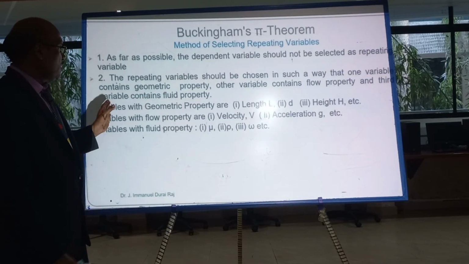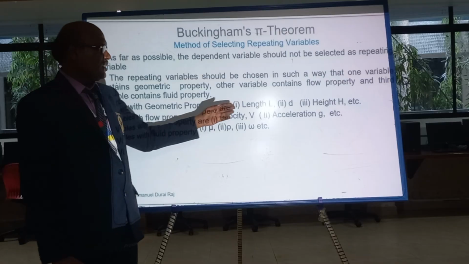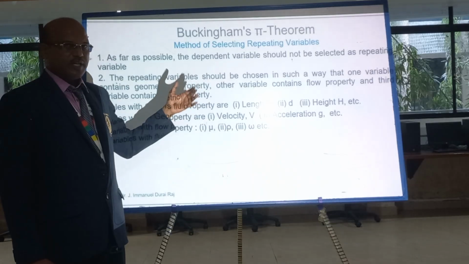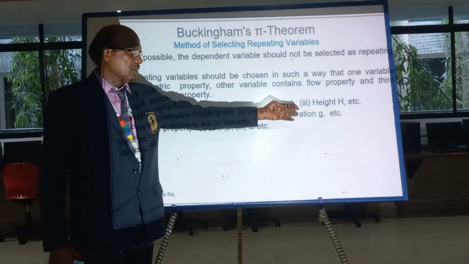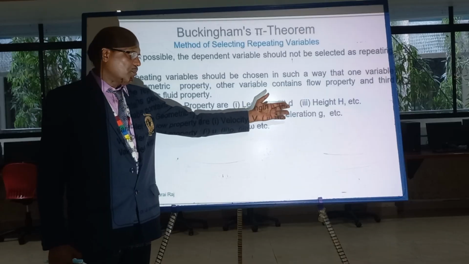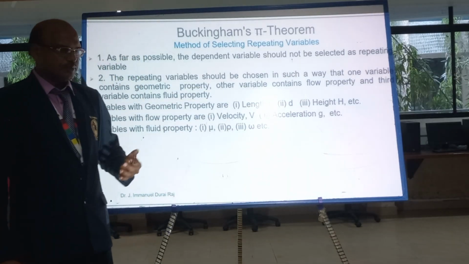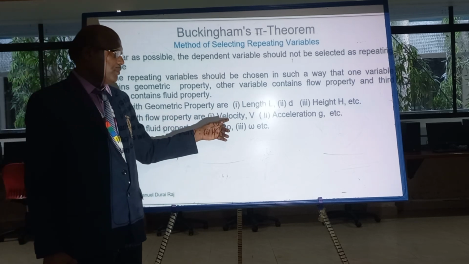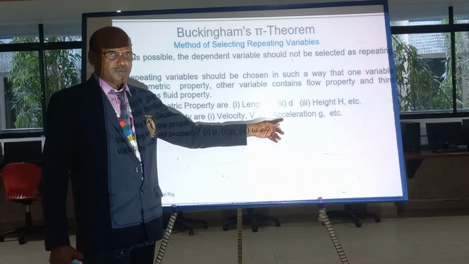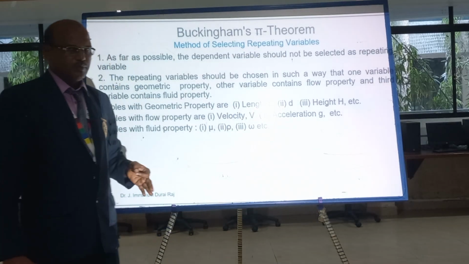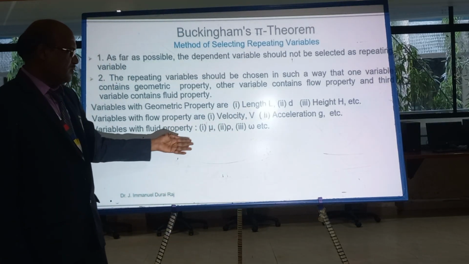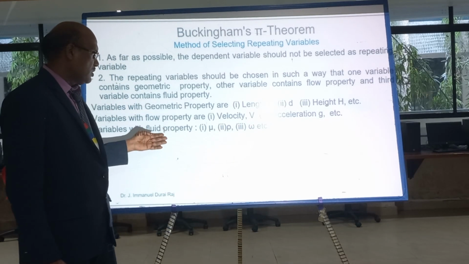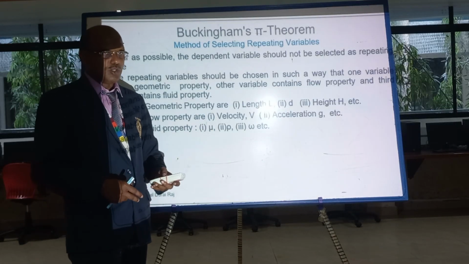Third, normally we go with variables with geometric properties: length, diameter and height. Generally we use these, since all equations may contain these parameters. Length is L, diameter is also L, height is also measured in L, meter. For flow property, we need velocity, meter per second, or acceleration, meter per second square. For fluid property, for example viscosity, density and discharge, we use these.